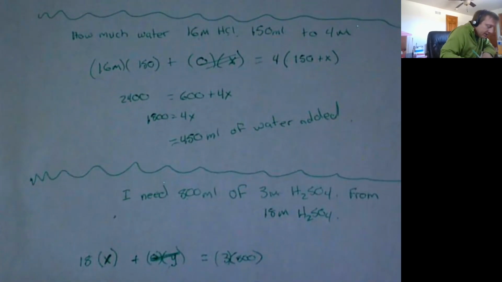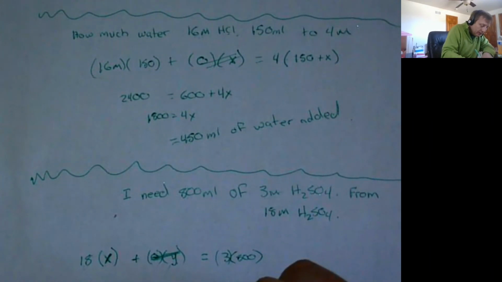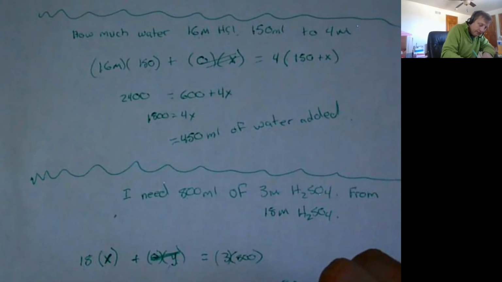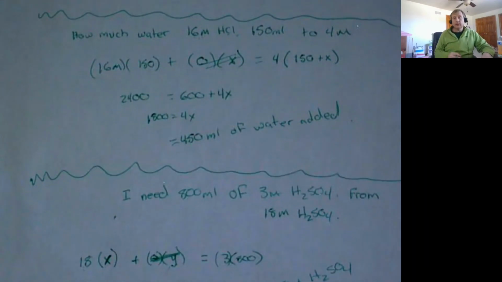And so I would need some 133 milliliters of 18 molar sulfuric acid. That's how much acid I would need.